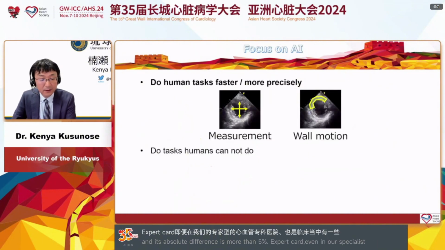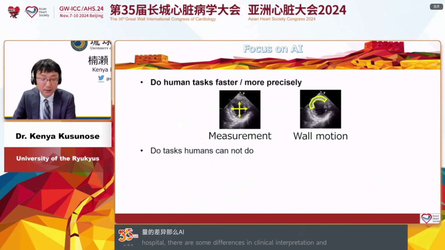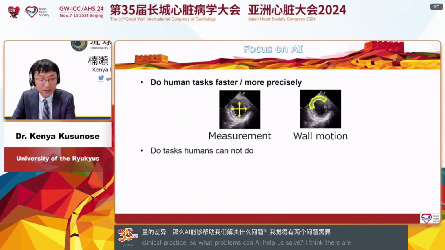Let's talk about what AI can do for us in the future. I think there are two big things to consider. First, can AI do things faster or more accurately than us? The answer is often yes. For example, AI can quickly check lots of information and find what's important.